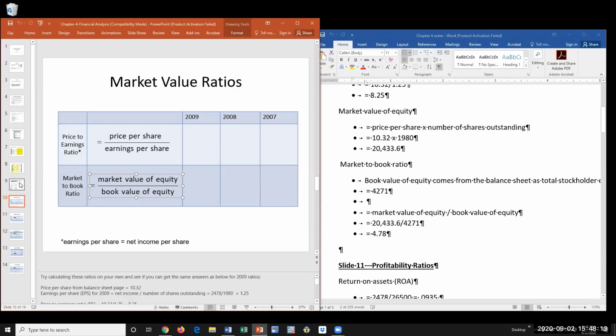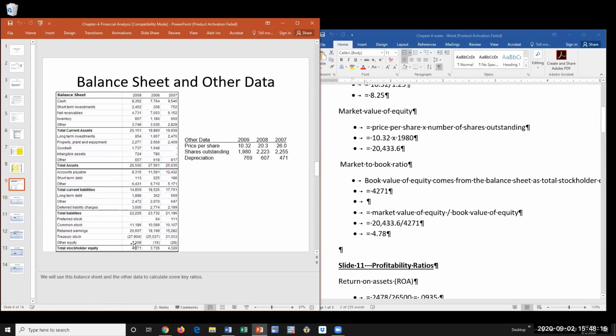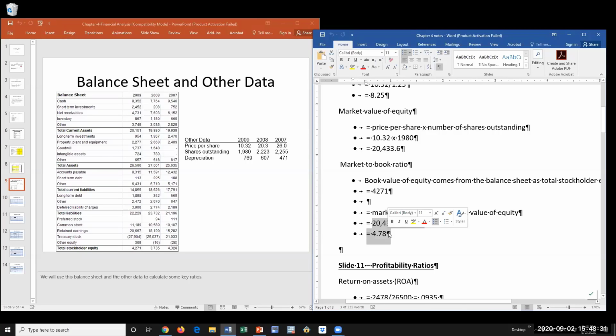And right down here, do you see where I'm highlighting with my pointer? 4271, that's the book value of equity. So that allows us then to calculate the market to book ratio of 4.78.